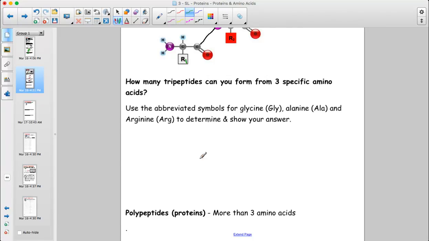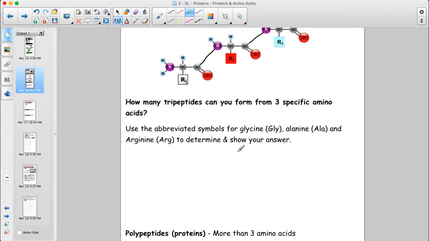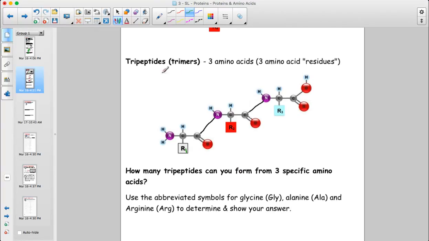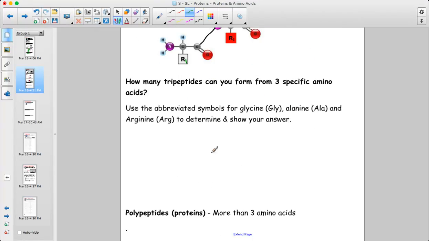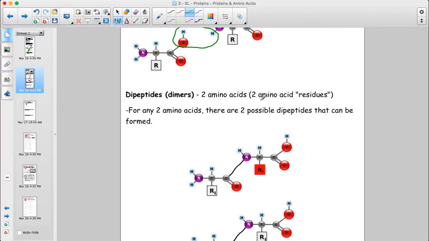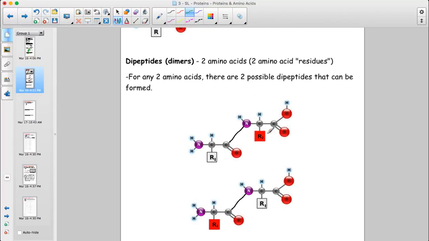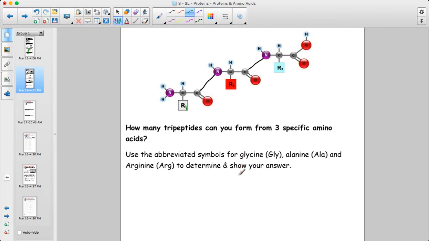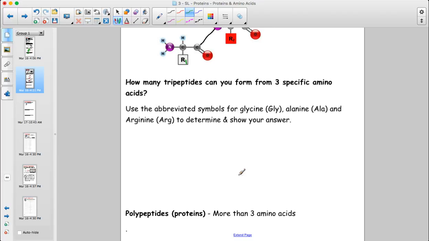A question for you to try to figure out is how many different combinations can you form? How many different tripeptides can you form from just 3 amino acids? So when we had 2, there were 2 possibilities. We had R1, then R2, or R2, then R1. Well, with 3, it gets a little more complicated. So if you want to pause the video, I'm not going to do this right now, but see if you can figure this out before class. How many different combinations are there for glycine, alanine, and arginine? Those are 3 examples. You can use their little symbols here to try to figure out the answers.